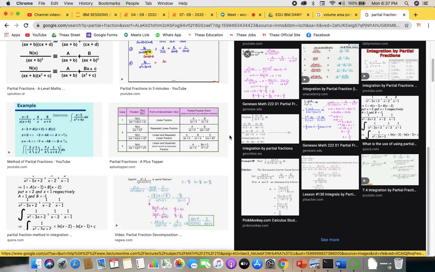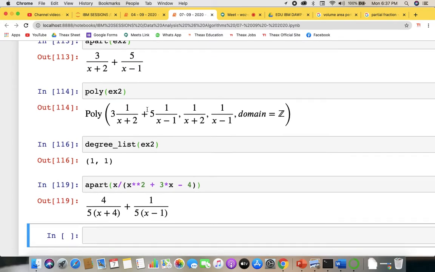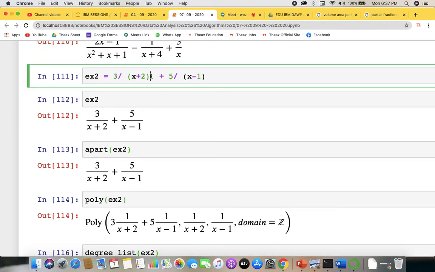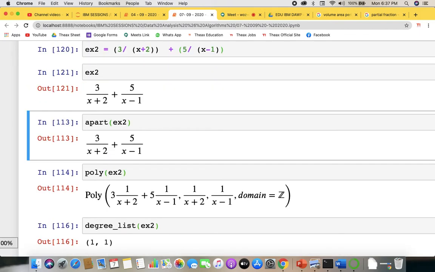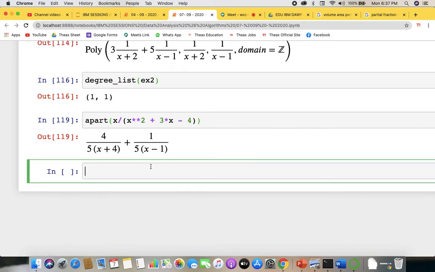Not wasting much time with this. Okay, so this is like the working of apart. It performs a partial fraction decomposition on a rational number. I will have to look into this one, why it is not working. Okay, the rest of them are working. Is there any such number I'm missing? 3 by x plus 2 plus 5 by x plus 1. What is the problem? Equations are okay. Why is apart not working? Okay, fine, that's it.